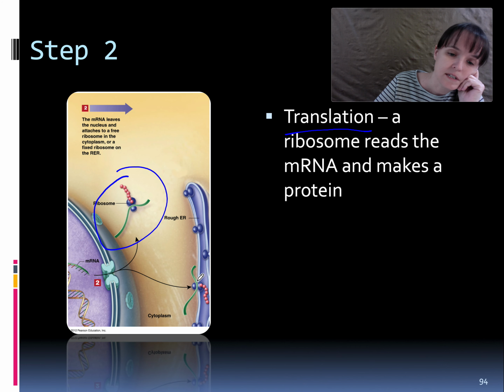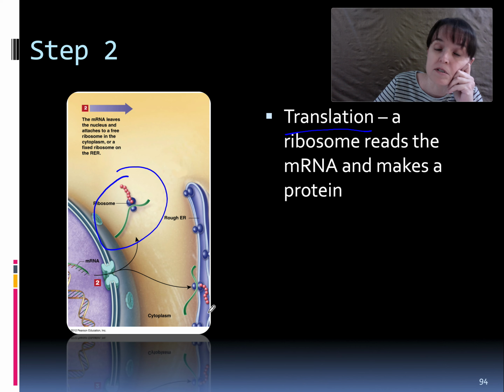If it goes, the same mRNA goes to a fixed ribosome, then the protein gets made into the cisternae, the chambers of the RER. And that's when you use grandma's recipe to make bread to sell.